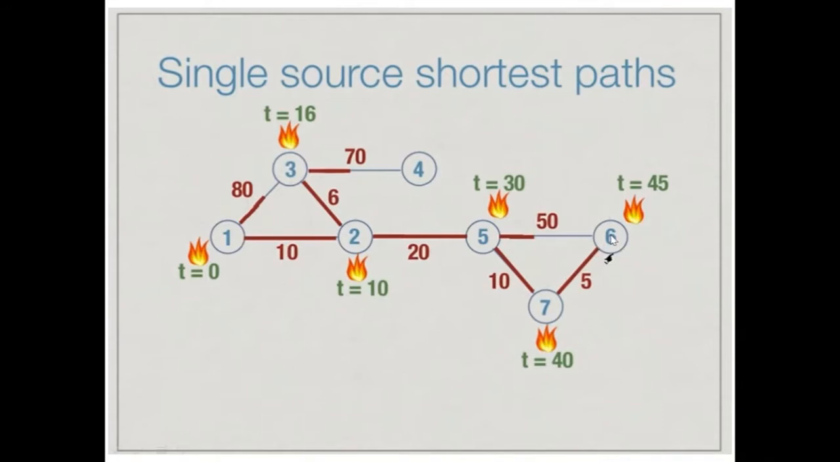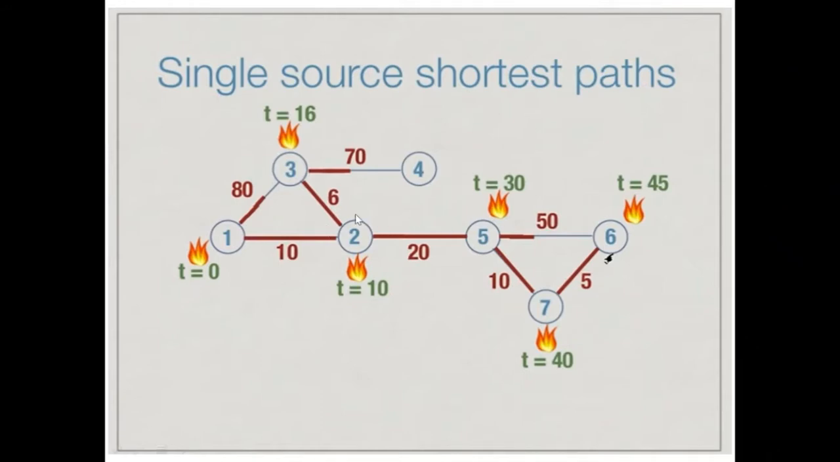Okay, what I'm trying to show you here is that to reach from vertex 1 to vertex 6, the shortest path will be from 1 to 5, 7, 6, and the total cost will be around 45. This is what I'm trying to signify here. The fire is actually telling us how fire reaches from one particular place to another, and the time actually tells us the cost of reaching there.